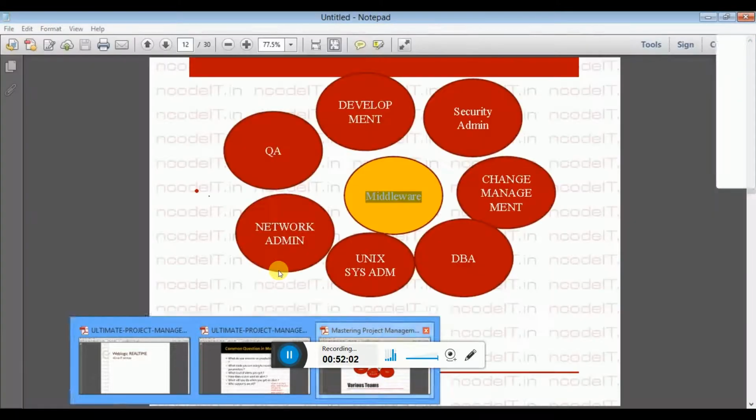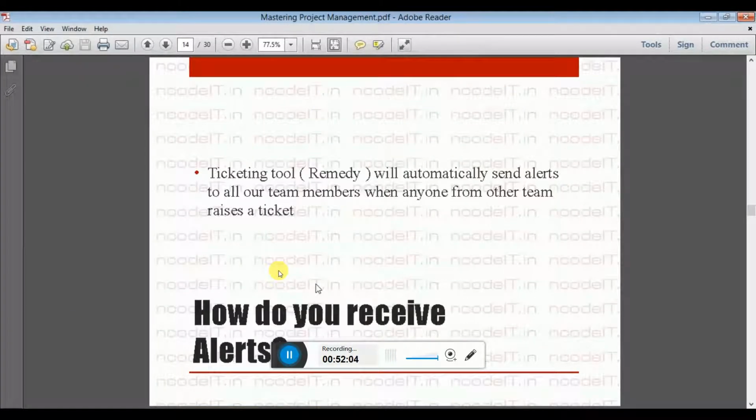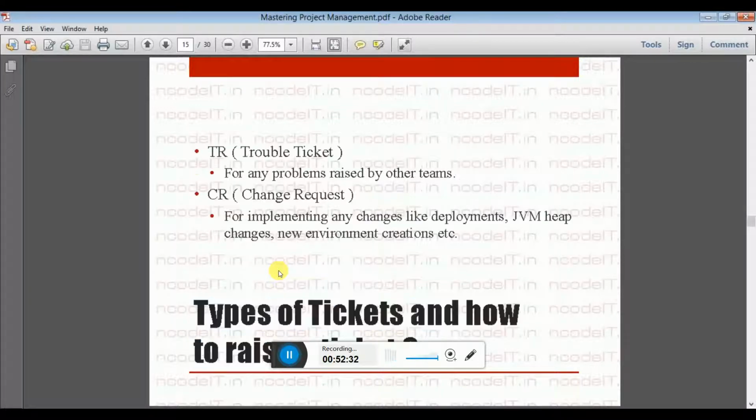So then, moving on, how do you receive alerts? Obviously alerts are sent by the tools. You will receive alerts related to tickets, and you will receive alerts related to monitoring. When somebody raises a ticket, you will receive an email saying that so and so person has raised a ticket on your team. The ticket number will also be given in the email, so you go into that tool and look at it.